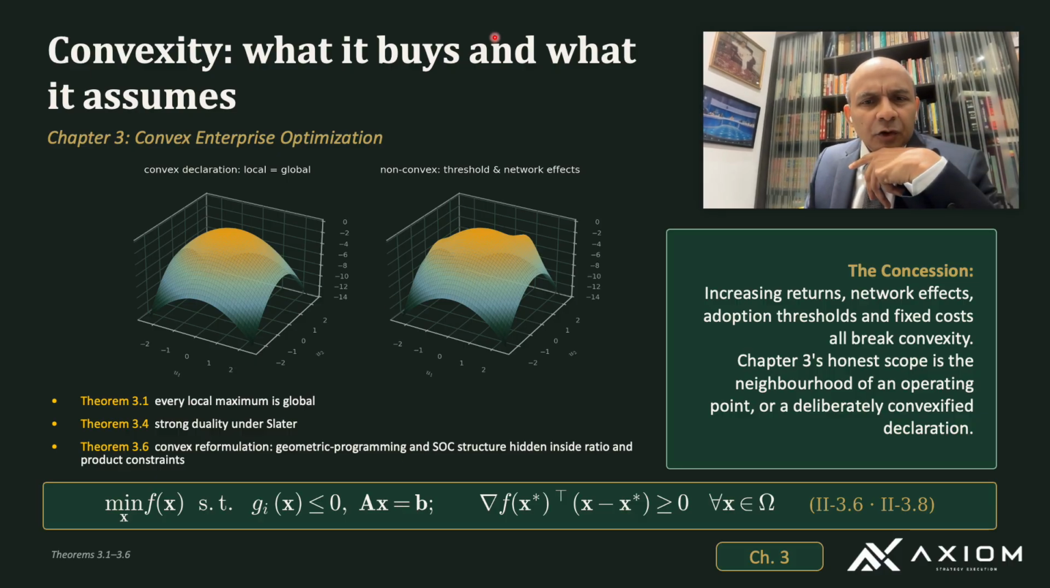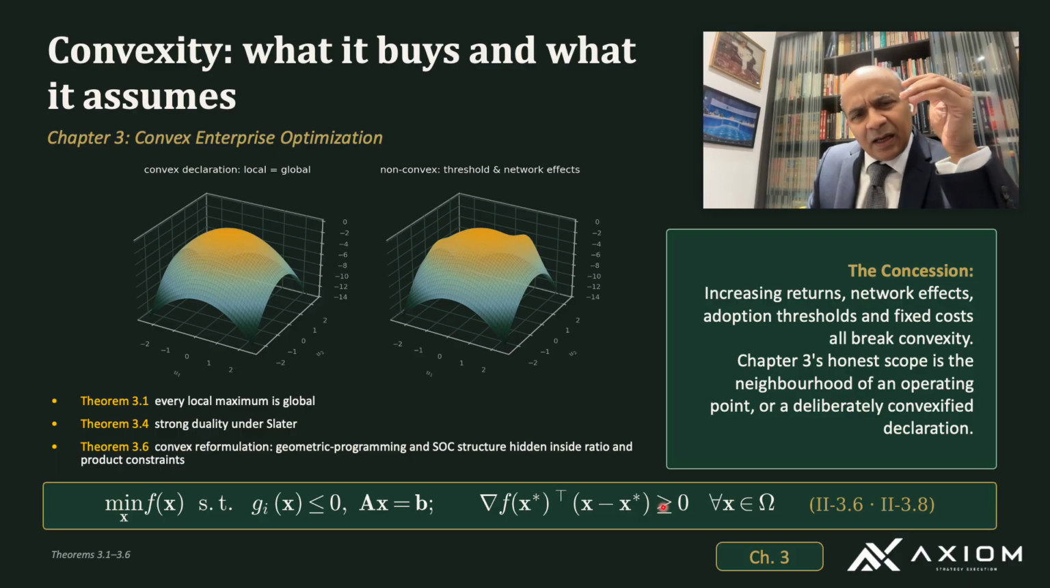First order condition for global optimality, you see the gradient f of x star transposed times x minus x star is positive for all x which is in sigma. So for every x, now let's talk about x star over here. That's the optimum. So x star is the optimal solution and sigma is the feasible region.